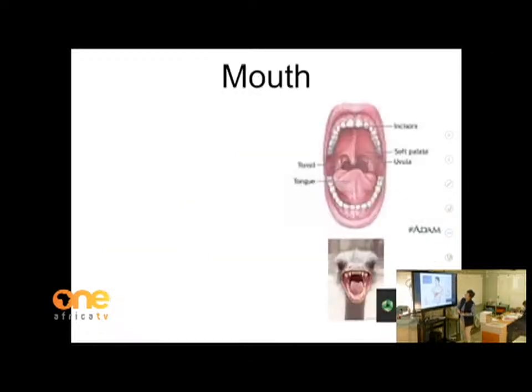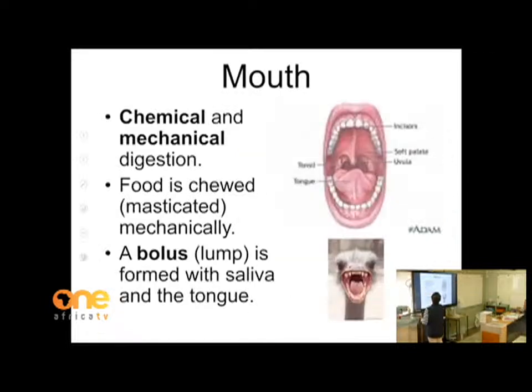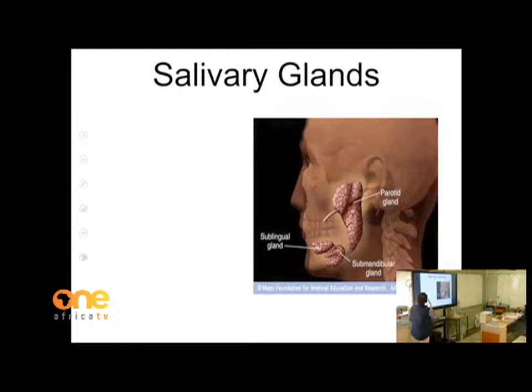And there we have a short one, okay. So this one we already looked at: in the mouth, mechanical and chemical digestion. Food is chewed or masticated mechanically, and we have a bolus. Now we have the salivary glands, and we have 3 pairs of salivary glands. On top, you can see the saliva is secreted into a tube and then into the mouth. And then we have 2 pairs under the tongue and under the jaw.